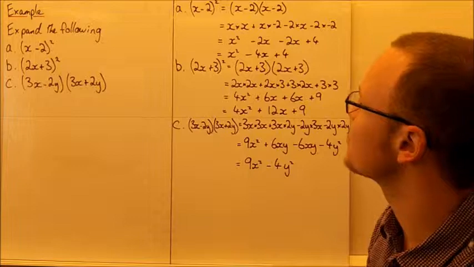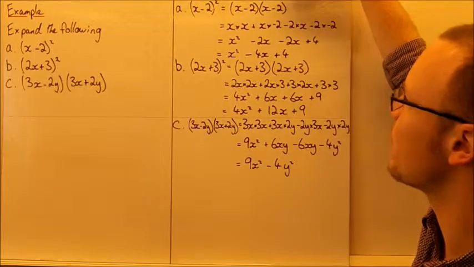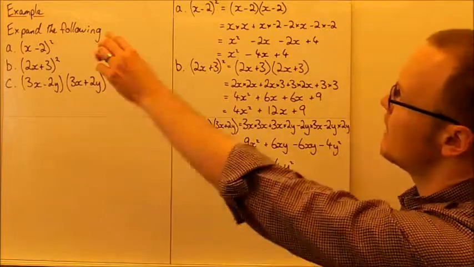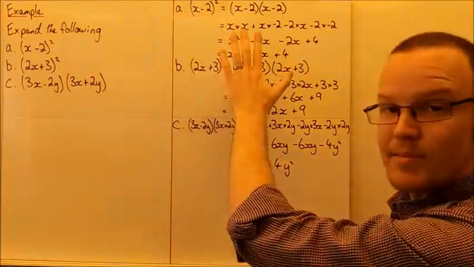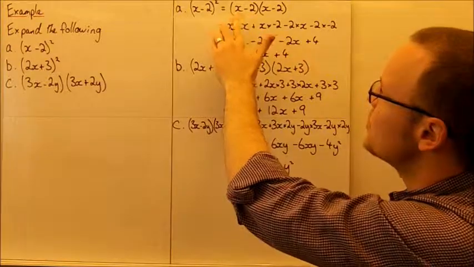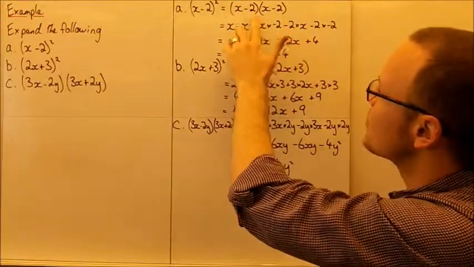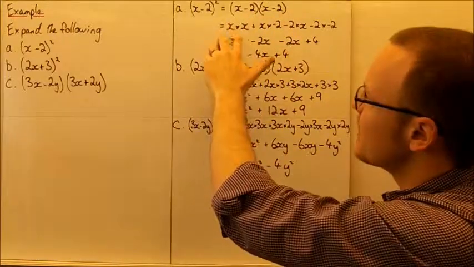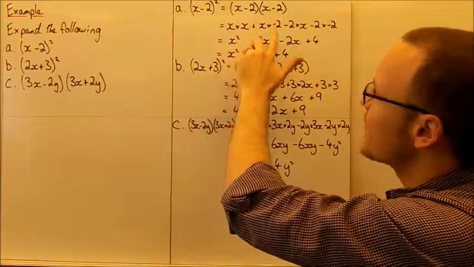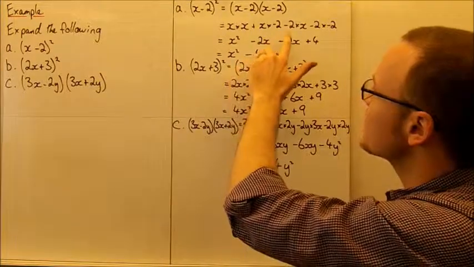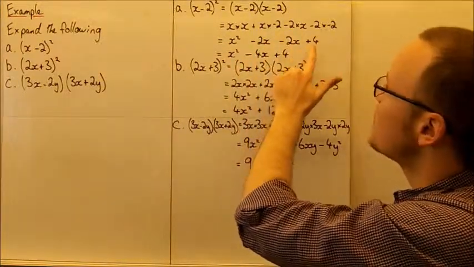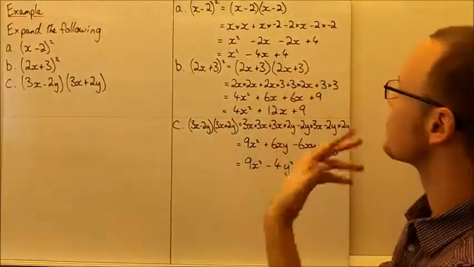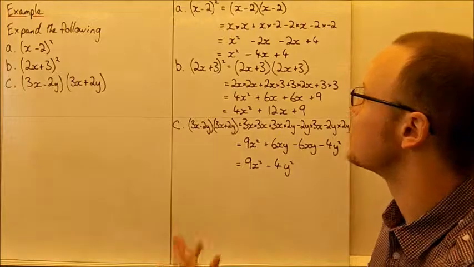That gives us x minus 2 times x minus 2, a binomial product that we can expand. That's going to get x times x, plus x times negative 2, minus 2 times x, minus 2 times minus 2. So here we get x times x is x squared, x times minus 2 is minus 2x, minus 2 times x is minus 2x as well, and minus 2 times minus 2 is going to be plus 4, because a negative times a negative is a positive.